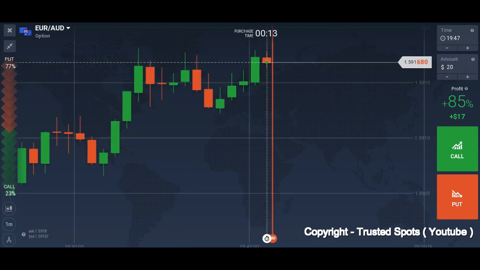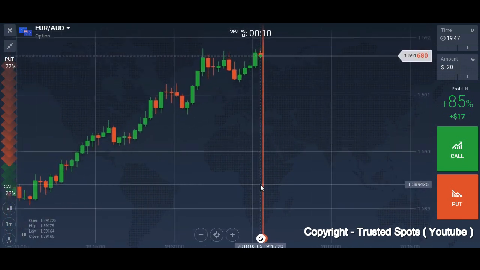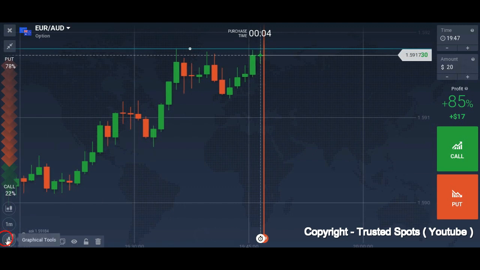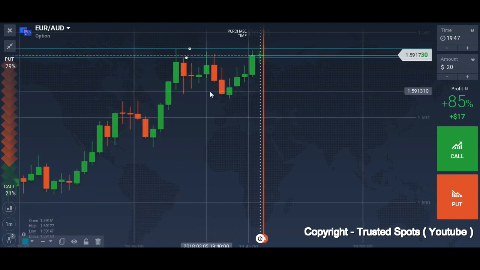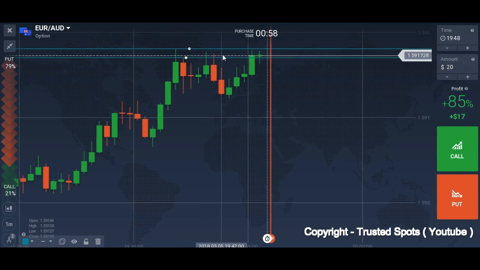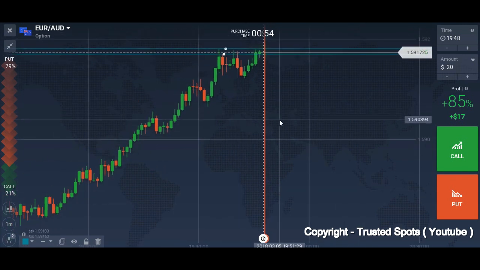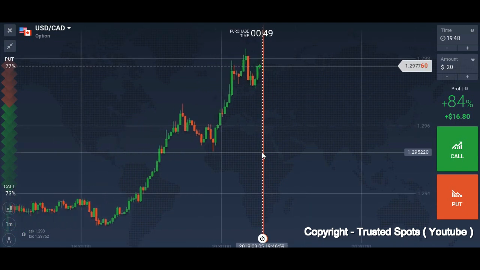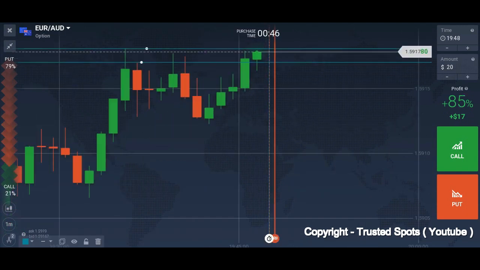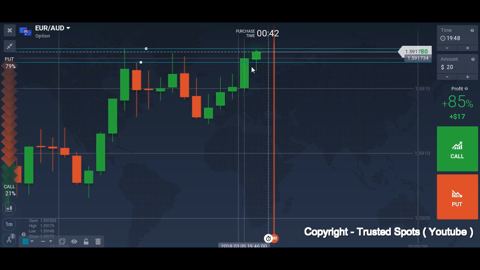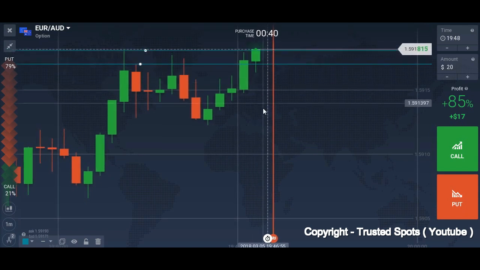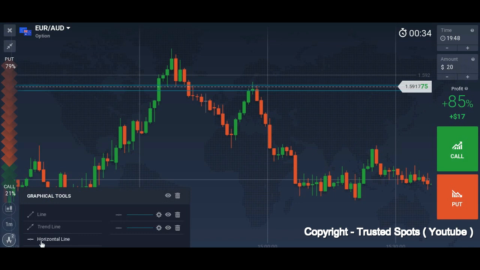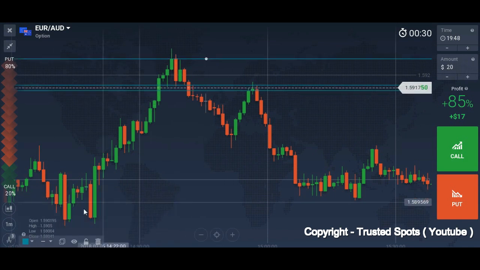Okay, this is the Euro AUD chart. It is an uptrend. We have the area. Let's wait for the breakout. And here it is also an uptrend. So I'm expecting the candle to break this level. This is going to be a good trade as the trend is totally uptrend. We will draw this particular level.